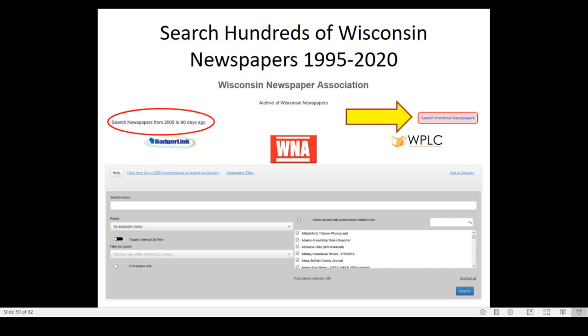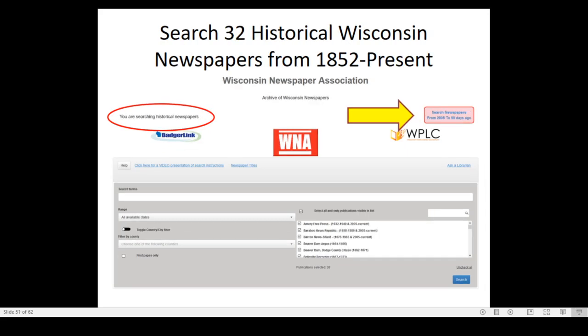So you can search, again, hundreds of Wisconsin newspapers there, but then if you want, you can click over here and that will search historical newspapers. If you keep clicking here, it'll switch back and forth from current archived to historical. Historical is usually where you want to be. And here's the other view of it.